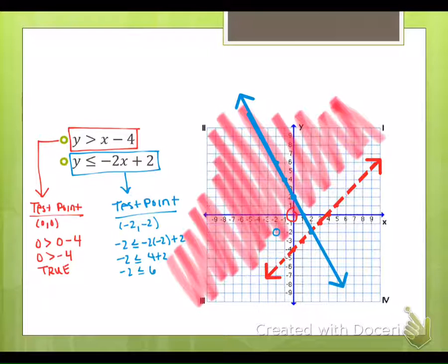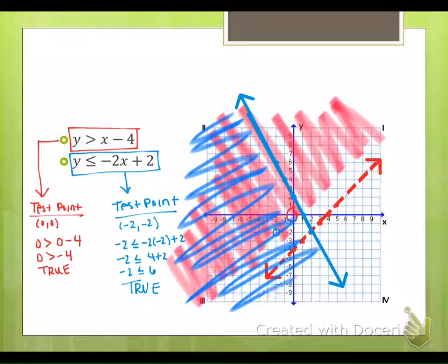So is Morgan okay with choosing that point? Was she correct? So since she's correct, we shade that side. If it was false, we would shade the other side. So the answer is your overlapping region.